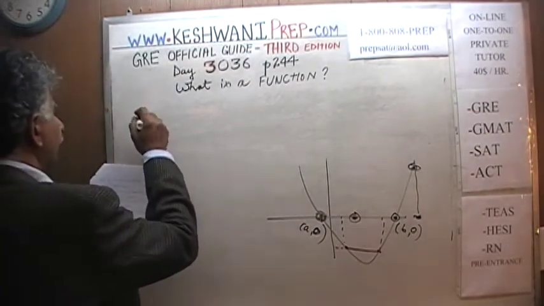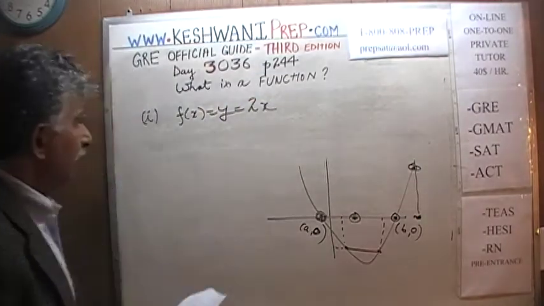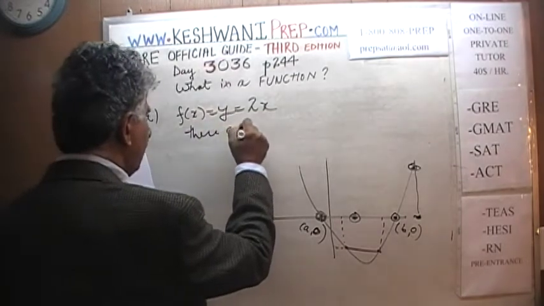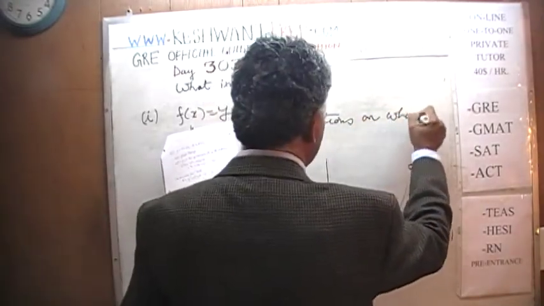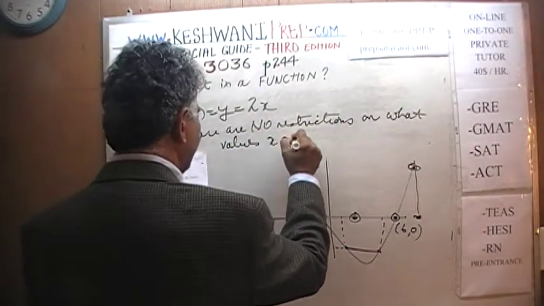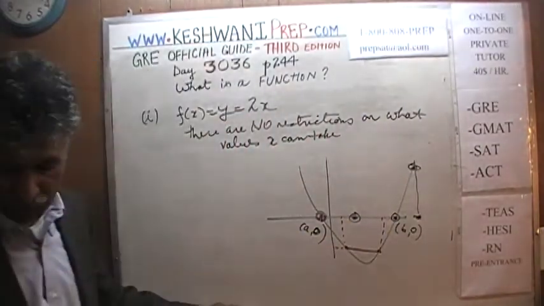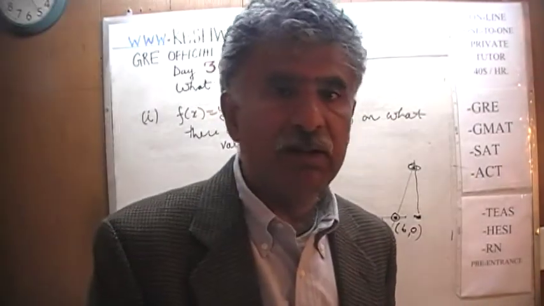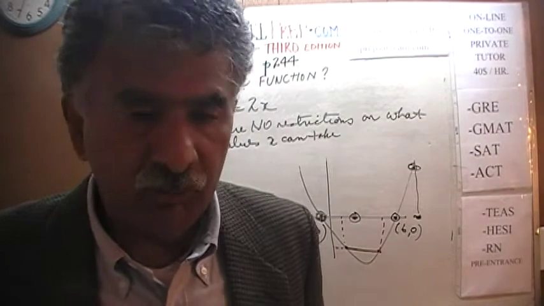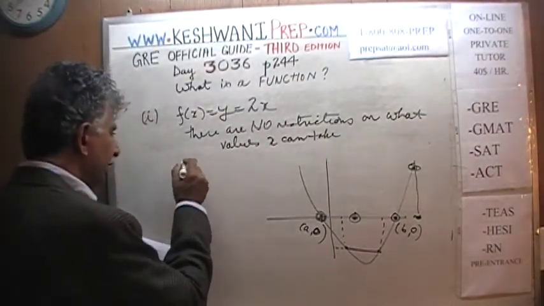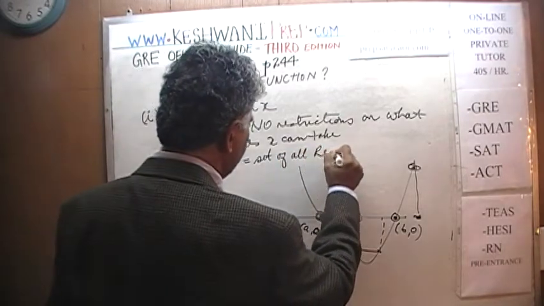Here was the first one: f of x is equal to y, which in turn is equal to x. Here we can clearly see there are no restrictions on what values x can take. I'm going to change my marker because it's getting very light. There are no restrictions. x can take any value it wants to take. Instead of saying that, in the language of mathematics, we say that the domain here is the set of all real numbers.